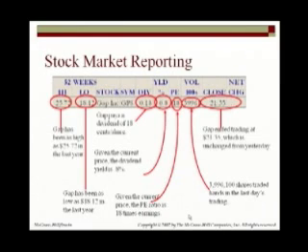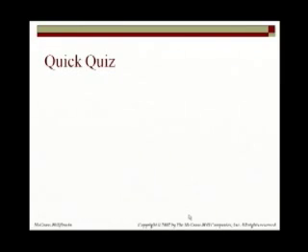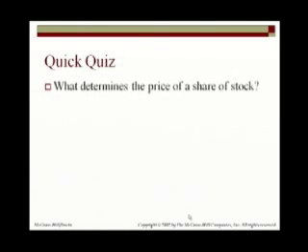A quick quiz then on this chapter. What determines the price of a share of stock? Well, generally the cash flows and the discount rate, and the cash flows are typically made up of a dividend and a capital gain, and the discount rate is made up of two components, which would be the dividend yield and the capital gain rate.